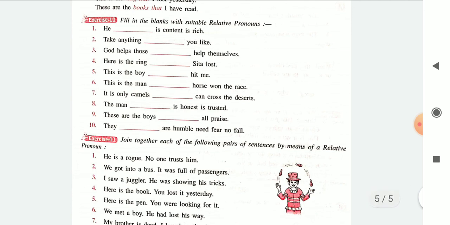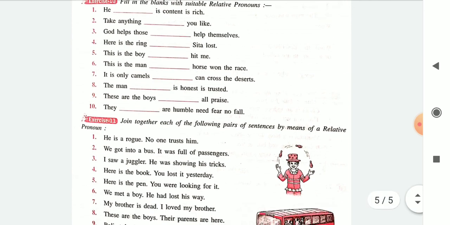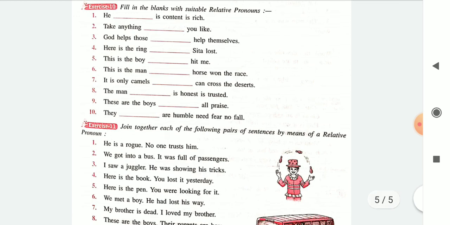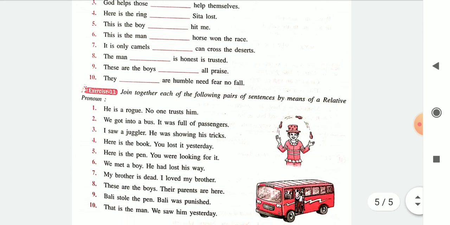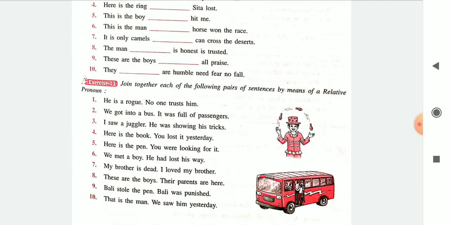We have exercise 10 where we fill in the blanks with suitable relative pronouns. I'll do 2 or 3 for you so that you find it easy. He dash is content. He who is content is rich. Take anything that you like. Let's do the 7th one. It is only camels who can cross the desert. Now I think it is not difficult for you. You can understand how to just add the words.